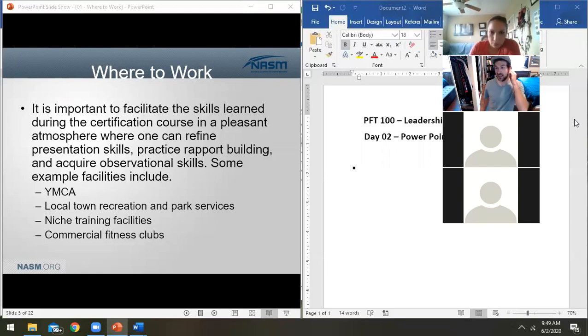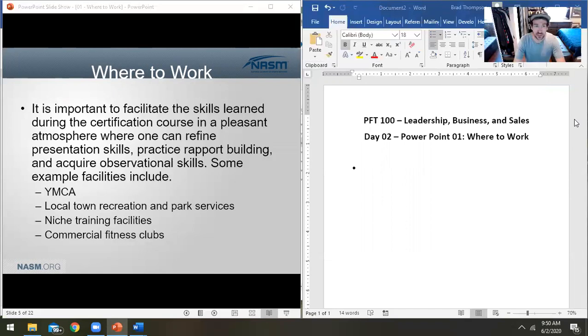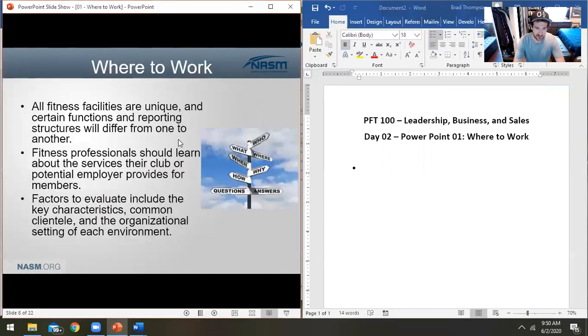And then at the end of our list here, we see commercial fitness clubs, which is probably what a lot of people jump to when they think of working for a gym. 24-Hour Fitness, Gold's Gym, LA Fitness, all of those really big ones that are out there. Crunch, Planet Fitness even, those are all commercial gyms. So let's go ahead and break down our definitions for each, because they're the test questions, and we have not had any notes so far. So all of them are unique.